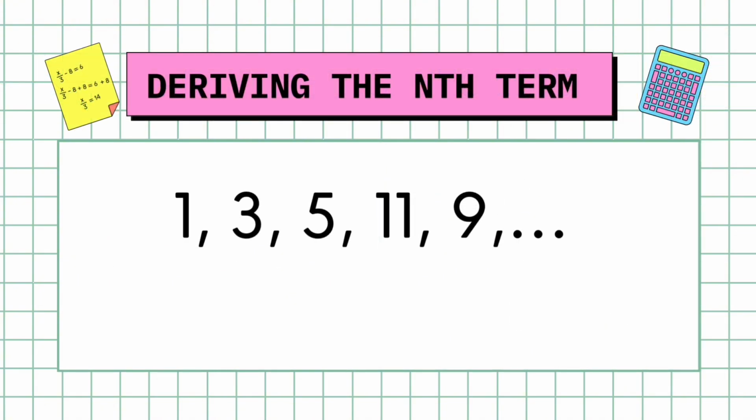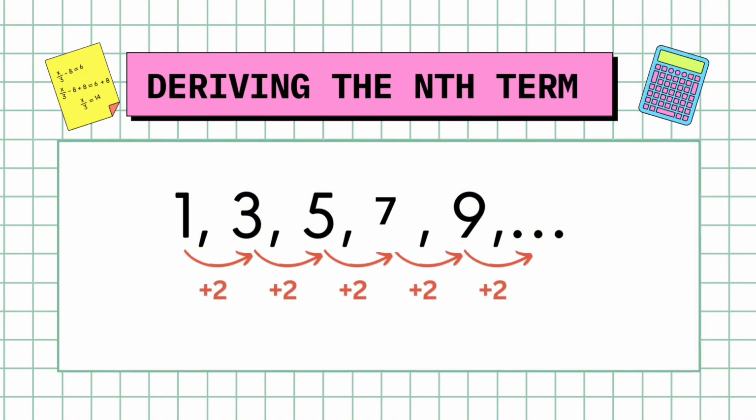Next, let's learn to derive the nth term. Deriving the nth term is basically the general rule. So let us have the sequence 1, 3, 5, 7, and 9. I apologize for the typo in advance, but this will be our sequence. And then our D is positive 2, since 3 minus 1 is 2, 5 minus 3 is 2, and 7 minus 5 will be equal to 2.